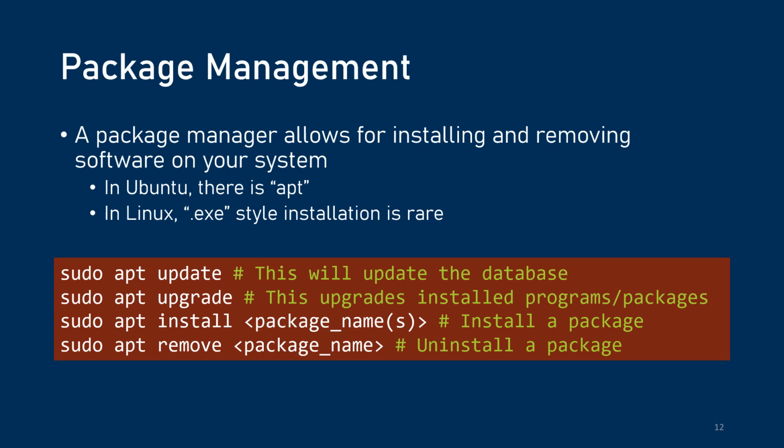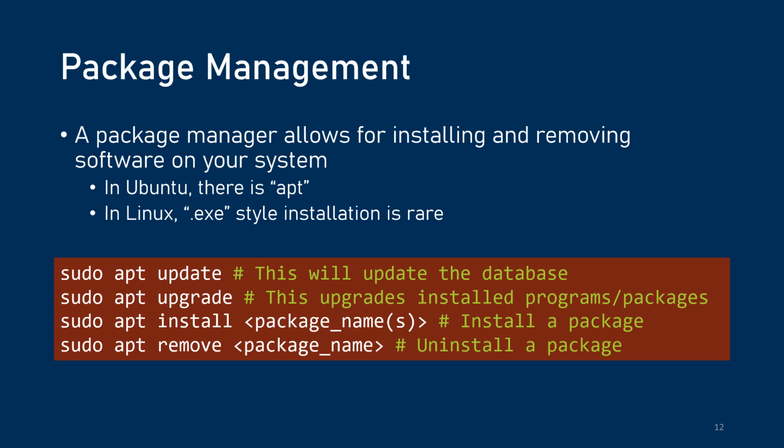All right, now we're going to talk about something different. Package management. So on Windows, you're probably familiar with .exe style installation. In Ubuntu and Linux, these sort of files do exist, but they're not very popular. Instead, you use what's called a package manager. And on Ubuntu, it is called apt, which some people might pronounce as apt. I'm going to say apt.